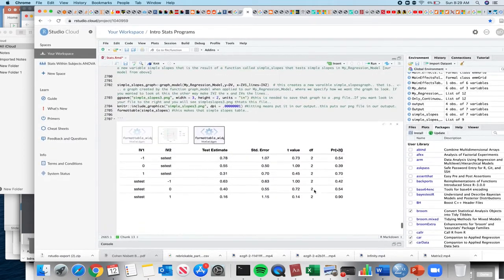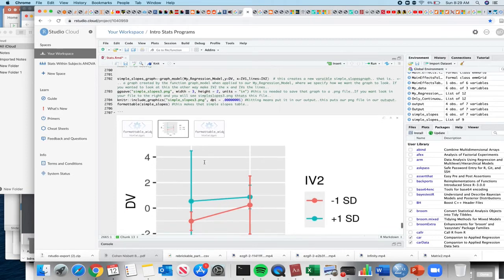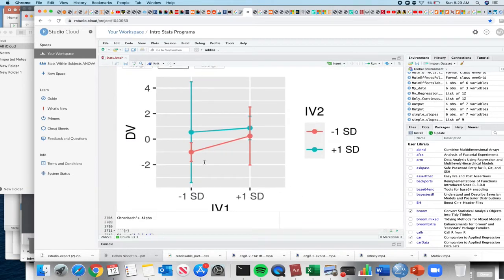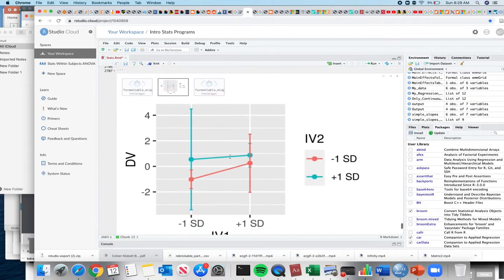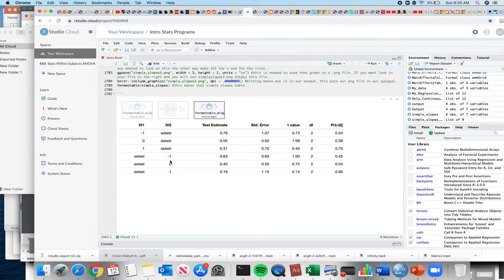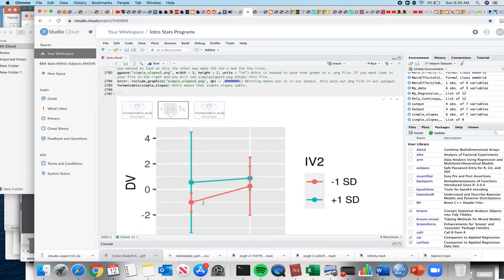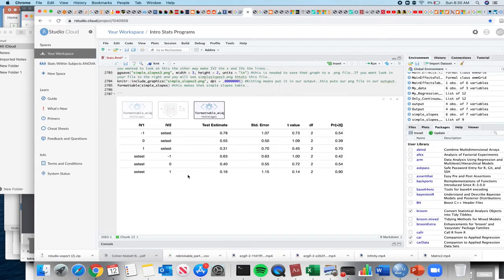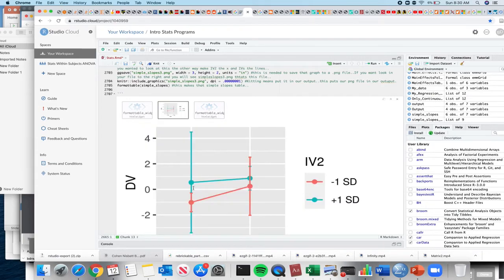And then what you're going to see is that we get different lines. Right? So you see how it was independent variable 1 up here. Now it's independent variable 2. So this is what the independent variable 2 lines look like. So now if I want to understand these simple slopes, this slope for when independent variable 2 is -1 is 0.63. So we can see that's a pretty positive slope. And when it's +1, it's 0.16, which is basically a flat line.